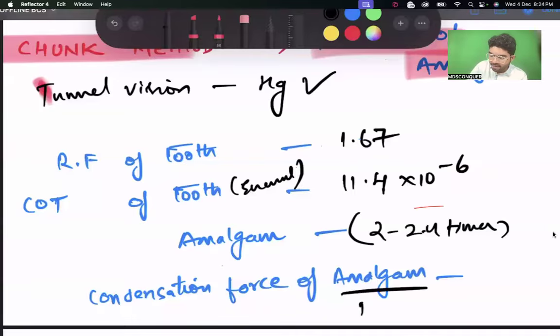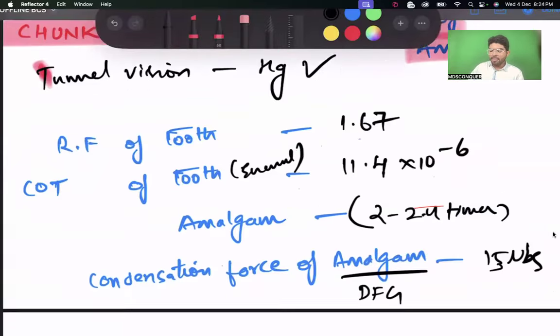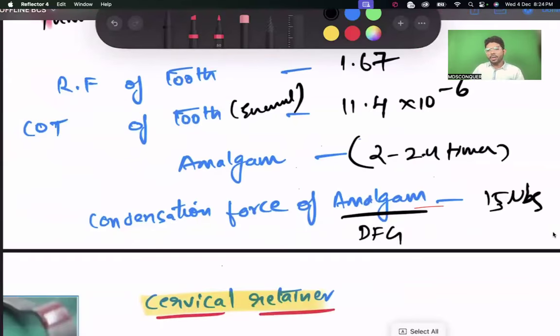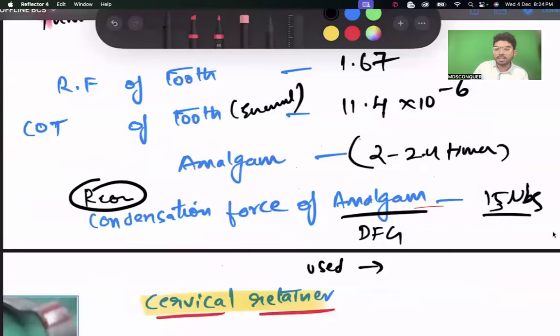It is the same for direct filling gold also. So the recommended condensation force of amalgam is 15 lbs. It is the same for direct filling gold, but we regularly don't use such a recommended force for amalgam. Okay, but what force do we use? Direct filling gold and amalgam, 15 lbs. That is the recommended. Whenever you see the word recommended, your answer should be 15 lbs.